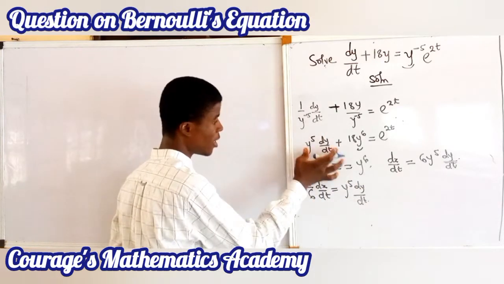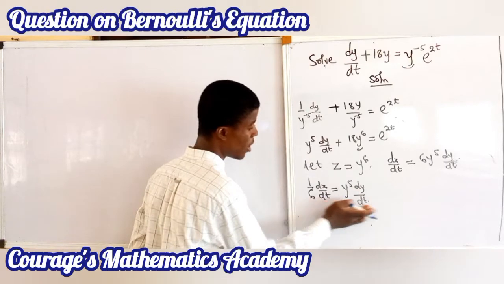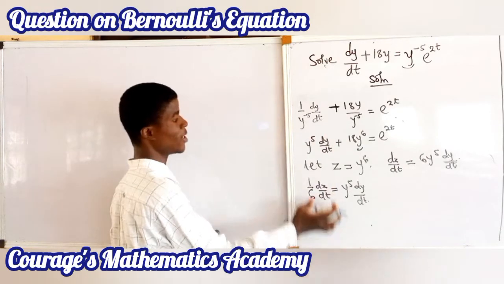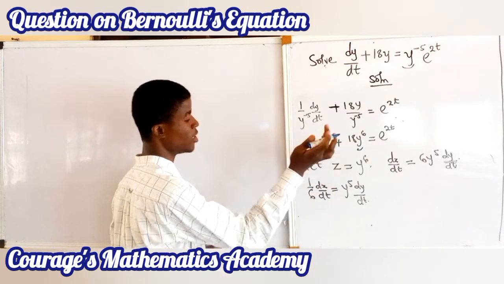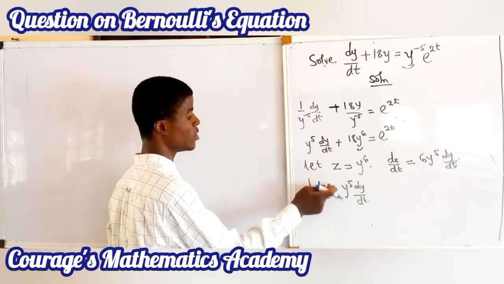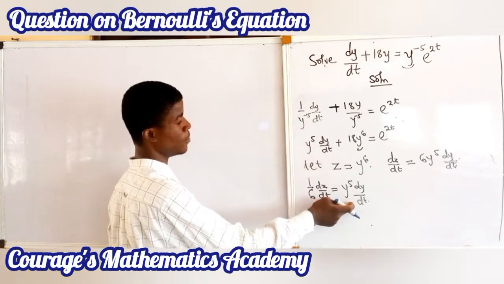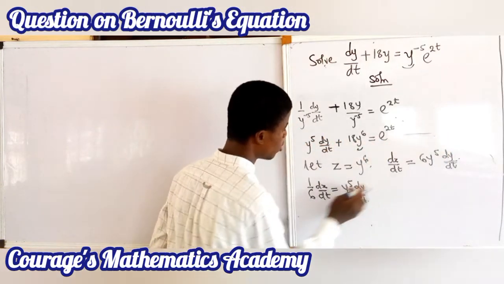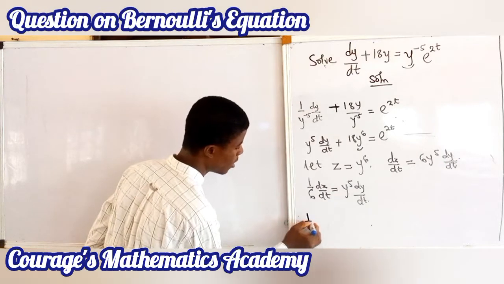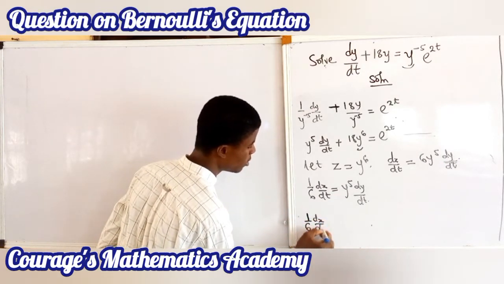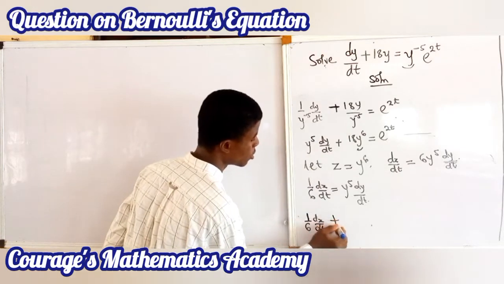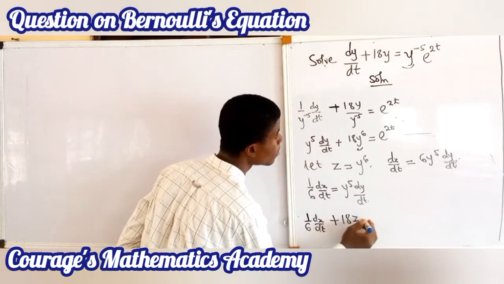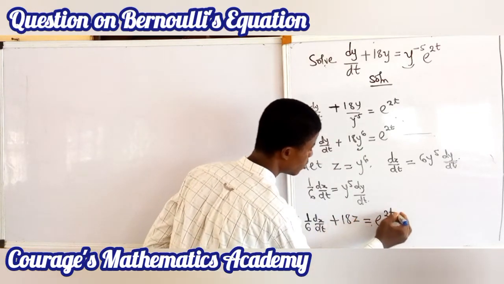So if this expression is equal to this, and this is equal to this, it means that this expression is equal to this. That is, y to the power of 5 dy over dt is equal to 1 over 6 dz over dt, because these two are the same. So in place of this expression in this equation, I'm going to write 1 over 6 dz over dt plus 18. Remember we said y to the power of 6 should be z. So 18z is equal to e to the power of 2t.